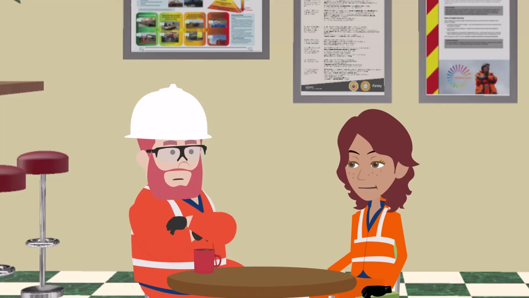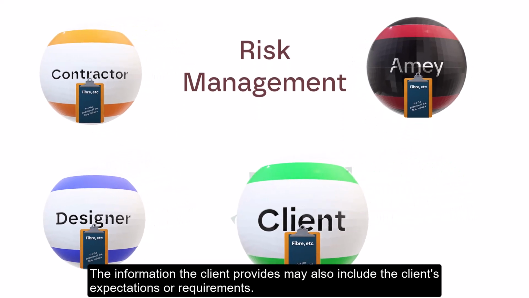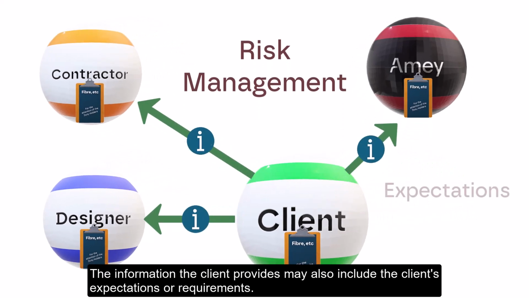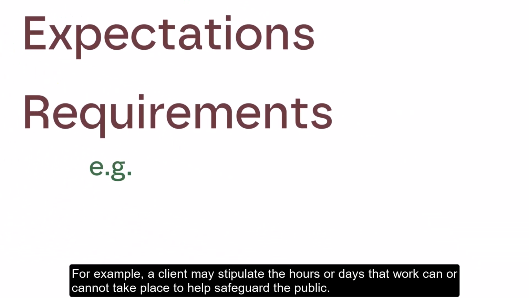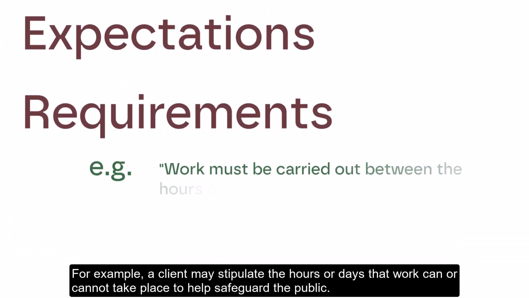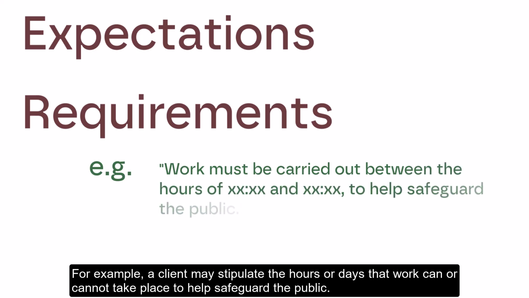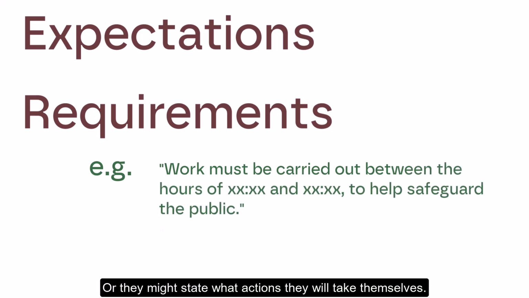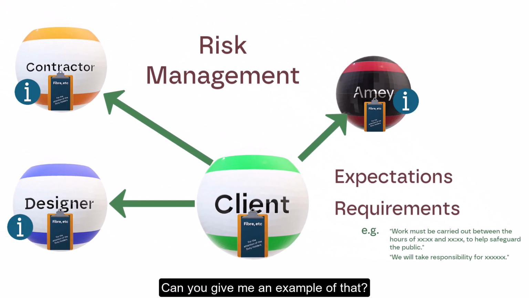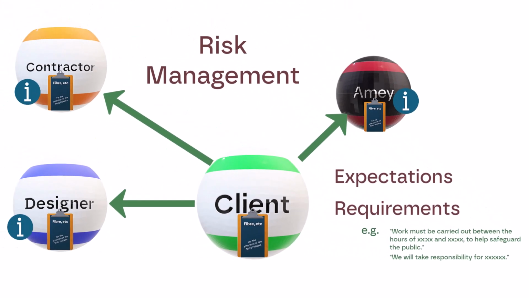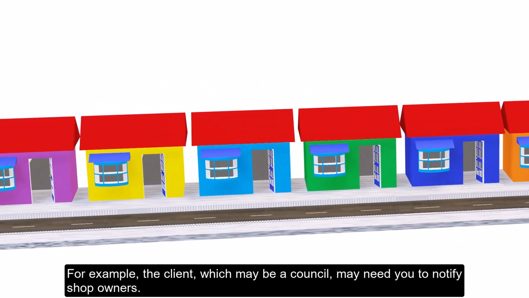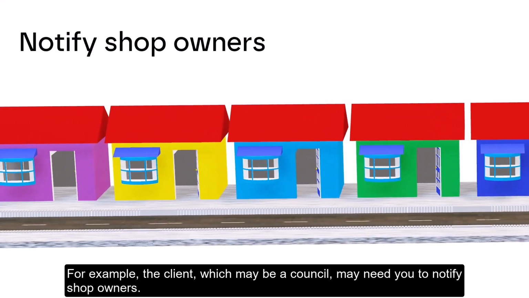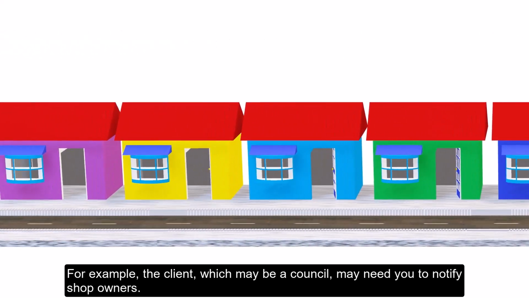Of course not. The information the client provides may also include the client's expectations or requirements. For example, a client may stipulate the hours or days that work can or cannot take place to help safeguard the public, or they might state what actions they will take themselves. Can you give me an example of that? Sure. Let's say you're working on a busy street. For example, the client, which may be a council, may need you to notify shop owners.